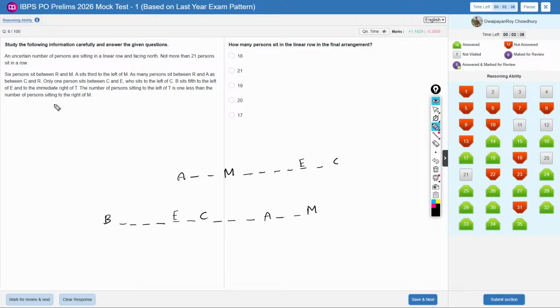B sits fourth to the left of E, and to the immediate right of T. The number of persons sitting to the left of T is 1 less than the number of persons sitting to the right of M. How many? Okay. 6 persons sit between M and A. A sits third to the left of A. 1, 2, 3, 6, 9, 12, 15. So total 16 people are here right now.